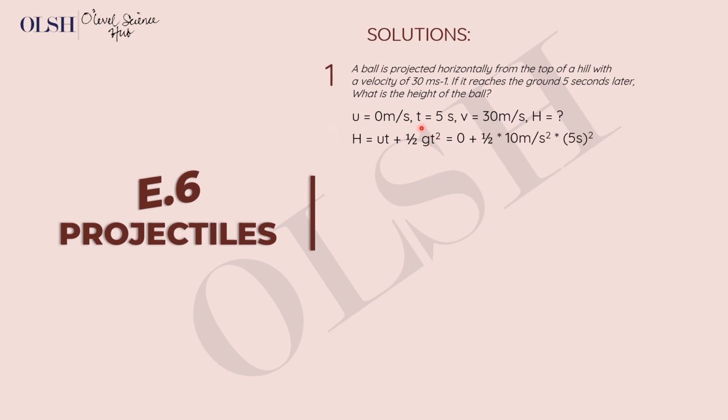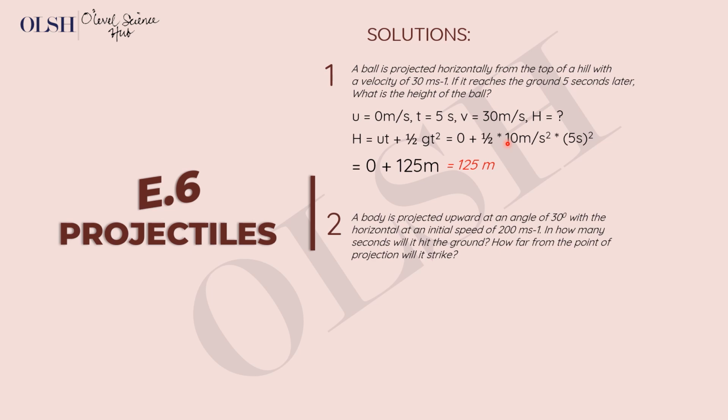So this will be 0 plus half 10 meters per second squared times 5 seconds squared. If we simplify that, we're going to have 0 plus 125. So 5 squared is 25. Multiplying that by 10, we have 250. Dividing 250 by 2, we have 125. So this means our height is 125 meters. Alright, so let's get the second question.